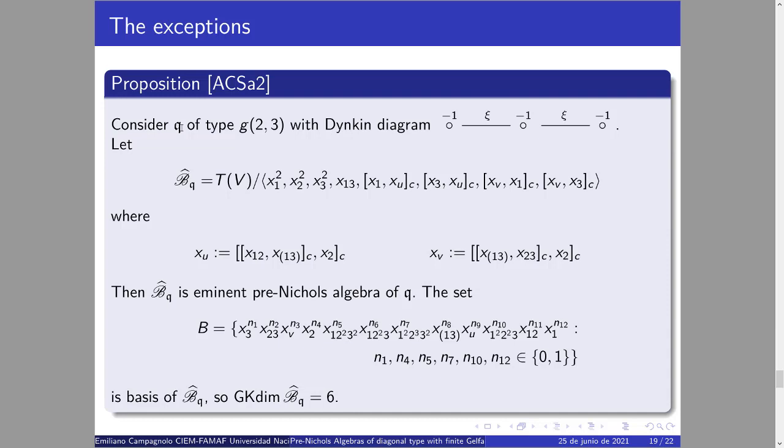And consider Q of type G2-3 with this Dynkin diagram. Let hat B be defined like this, where XU is that and XB is this. Then hat B is an eminent pre-Nichols algebra of Q. The set B is a PBW basis of hat B, so the Gelfand-Kirillov dimension of hat B is 6.